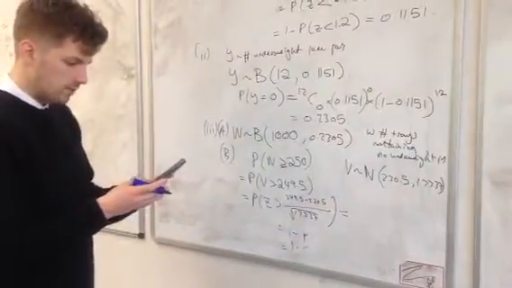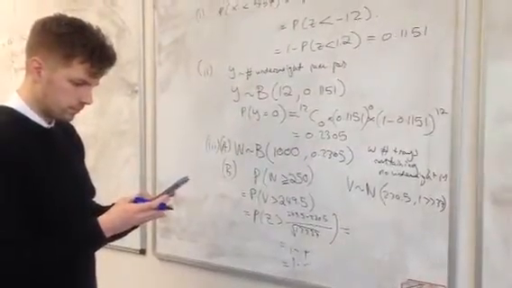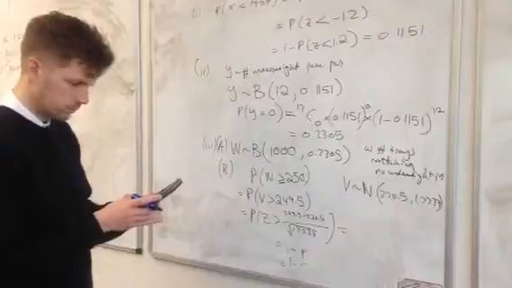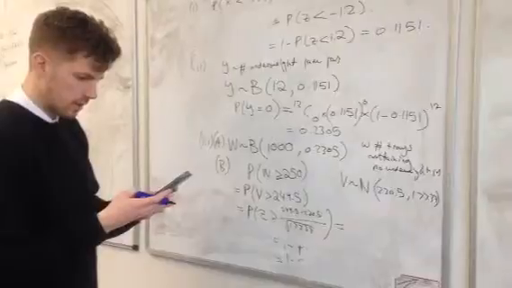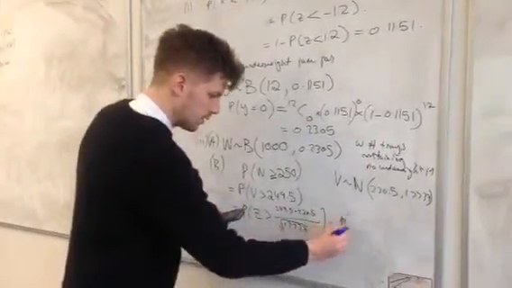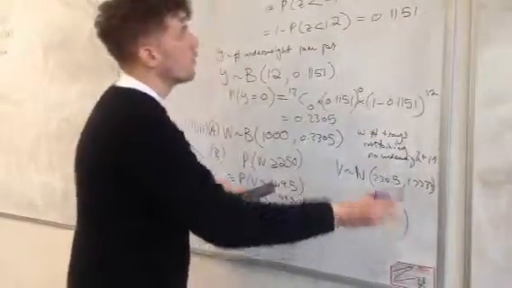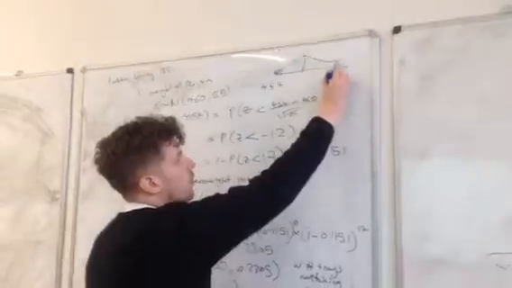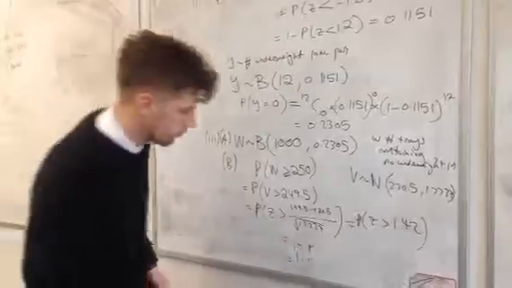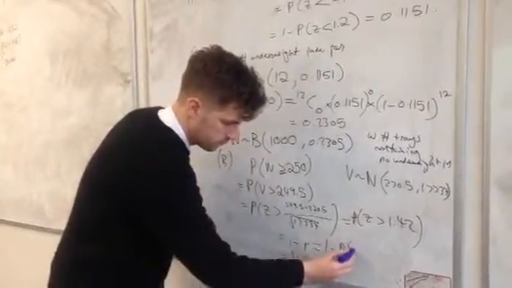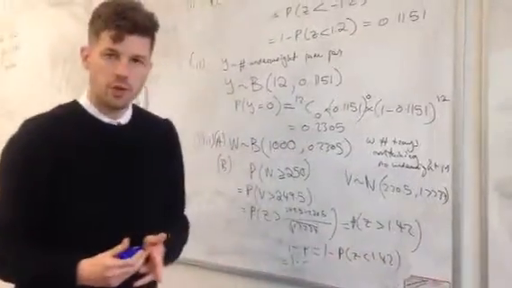And if we type that in, we get the probability that Z is more than 1.42, which is the same as 1 minus the probability that Z is less than 1.42. And we would look this number up in our normal distribution table and calculate it like that.